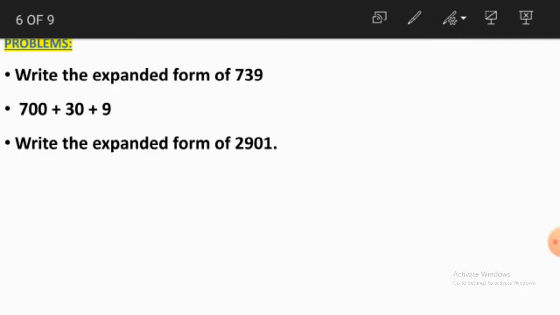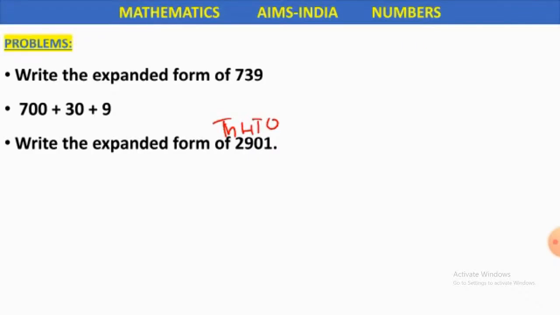Solved everybody? Again, I'll tell you the answer. Please check. Write the place values on top of the number first. Ones, tens, hundreds and thousands. 2 is in thousands place, so the place value will be 2000. 9 is in hundreds place, so the place value will be 900.